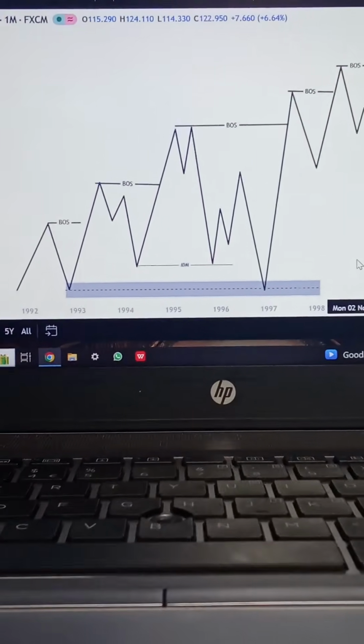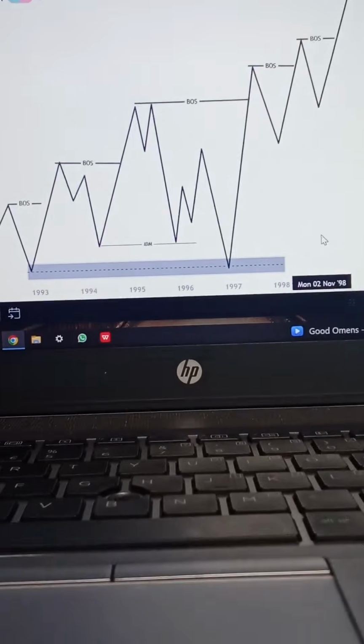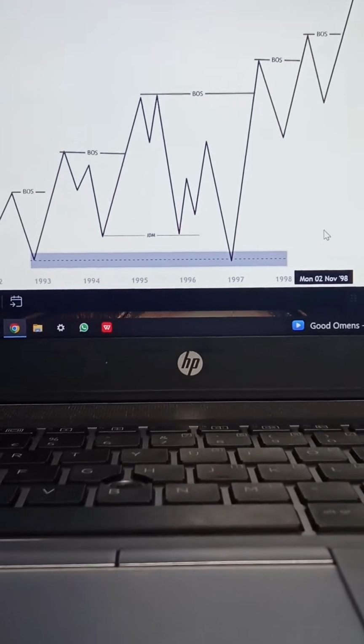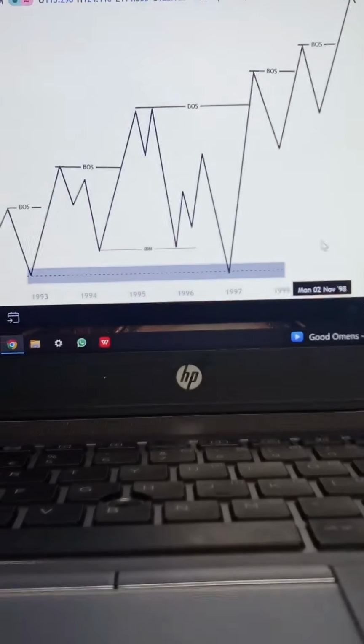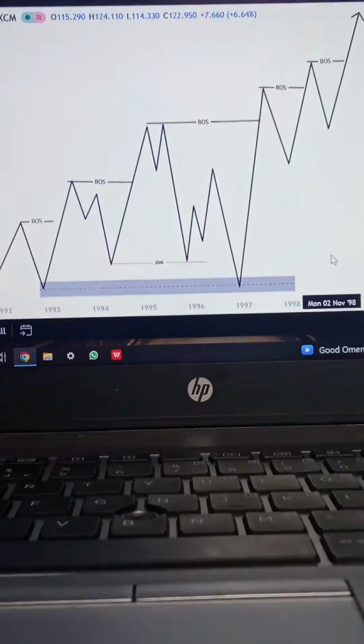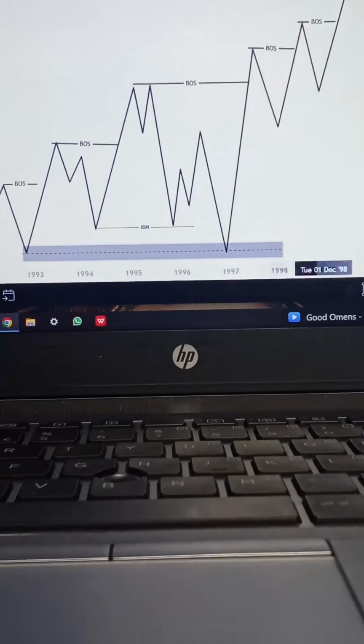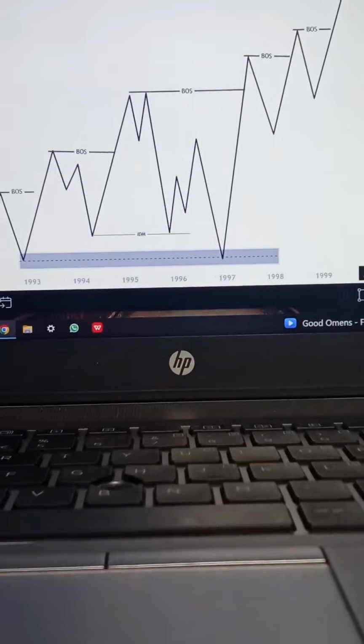That's why you have to understand concepts like inducement. You have to understand concepts like liquidity sweep. You have to understand concepts like sometimes trend line liquidity. We have different kinds of liquidity. So when you have a structure like this, it's still an uptrend market.